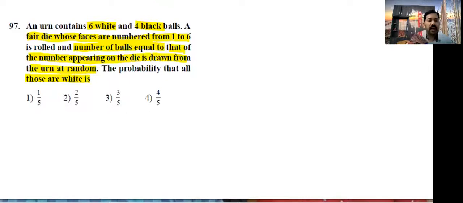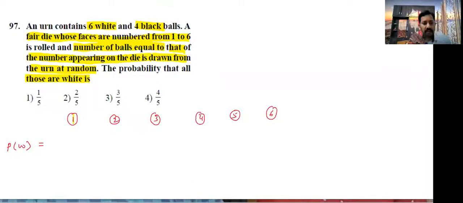Now on the die, how many faces are there? You know very well. The sample points also: 1, 2, 3, 4, 5, 6. So we want to do that 6 times. Now, first time, roll the die. If you got number 1, second time number 2, third time number 3, fourth time number 4, fifth time number 5, sixth time number 6. Okay.